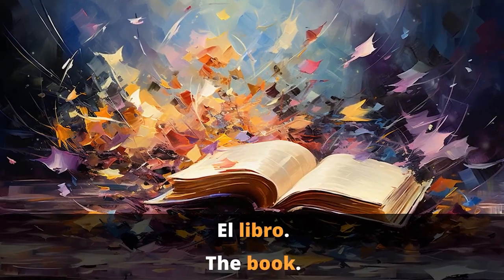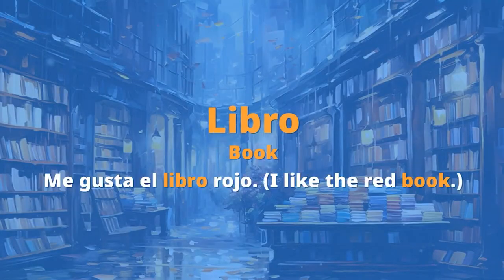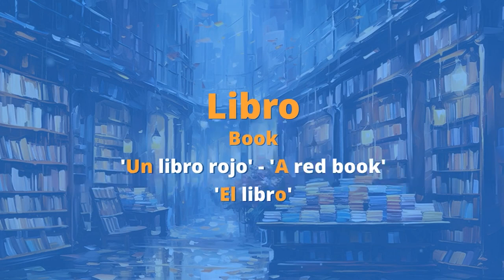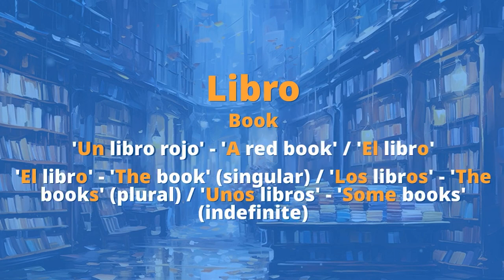El libro. Libro means book. For example, you could say, me gusta el libro rojo, which means I like the red book. You could also say un libro rojo, meaning a red book. We know that el libro is masculine because of the definite article el and the o ending. The plural would be los libros, and the indefinite article form is unos libros, or some books.